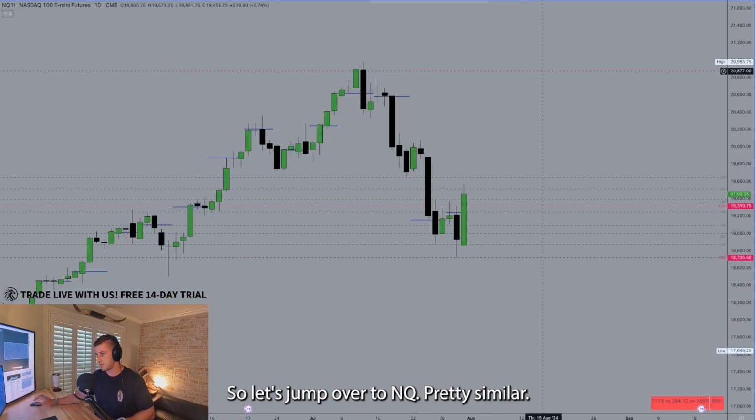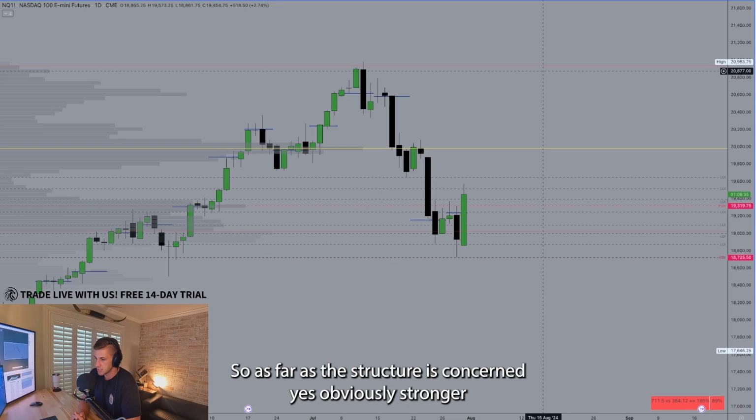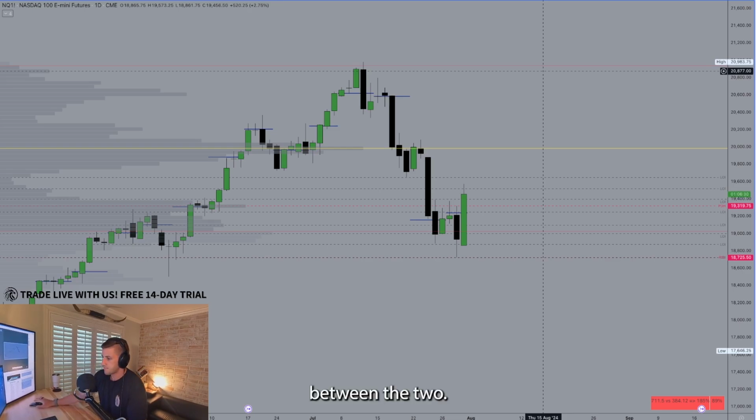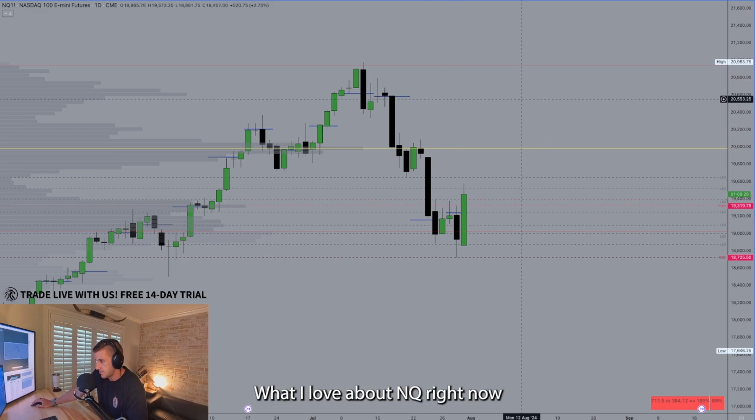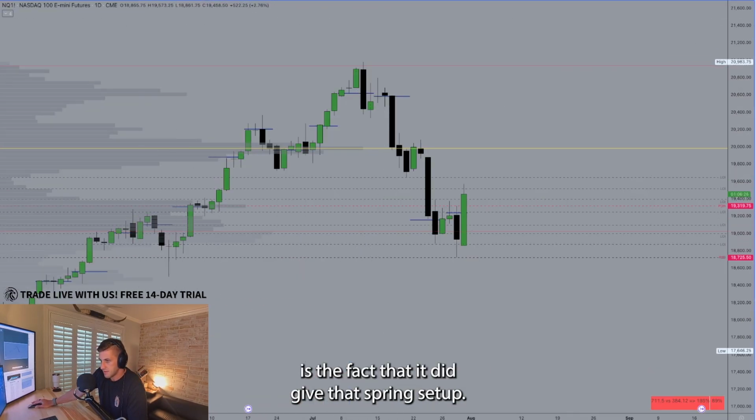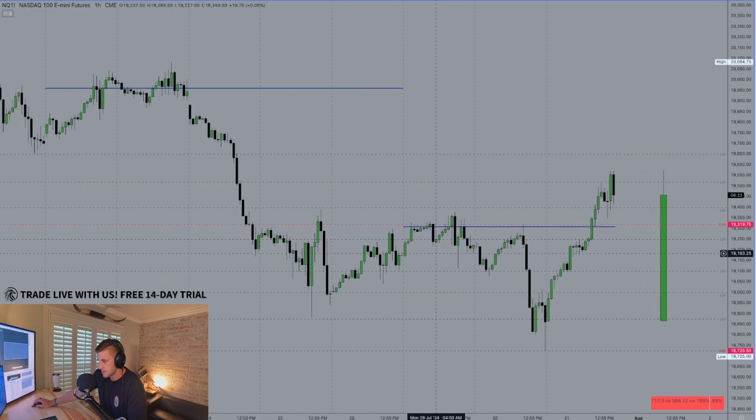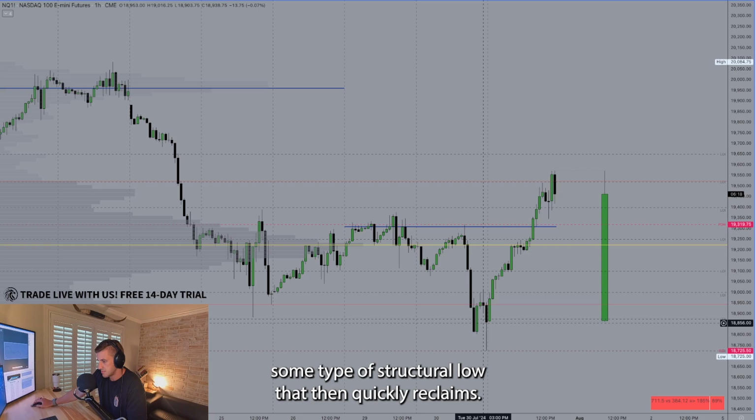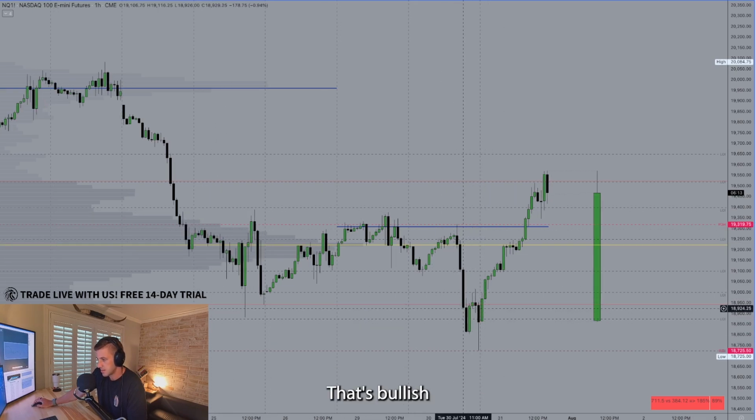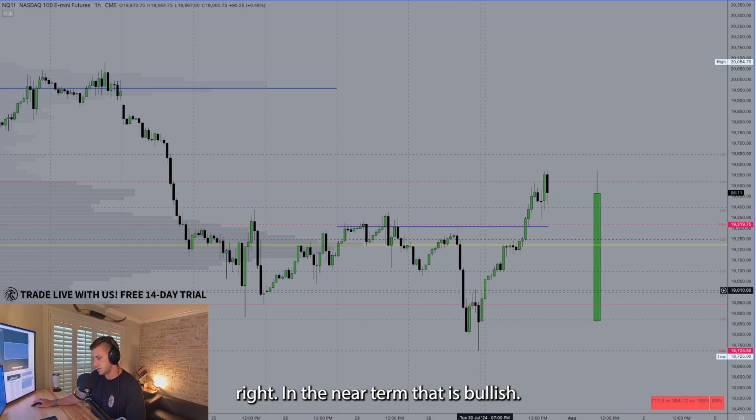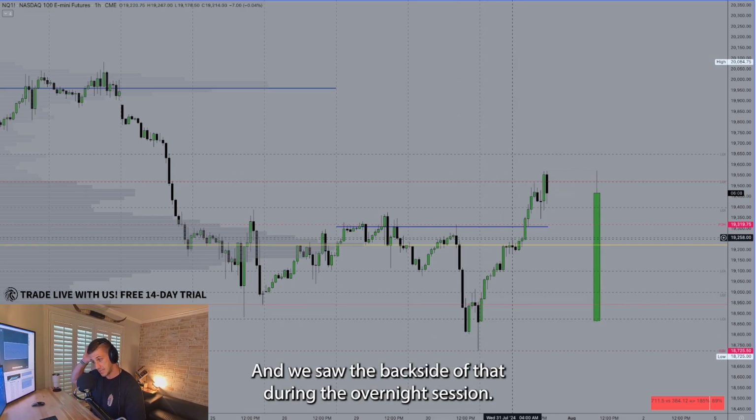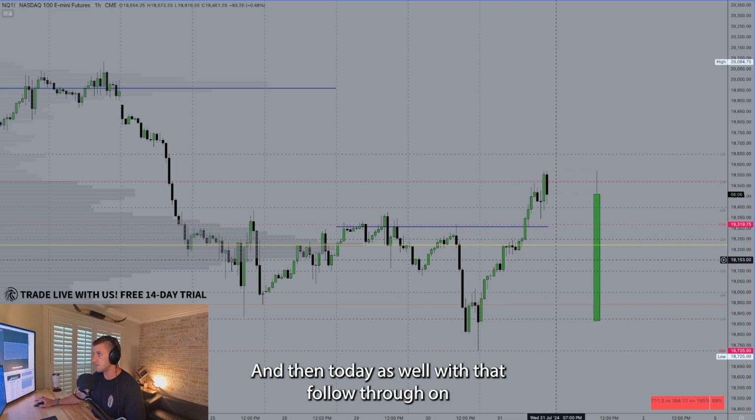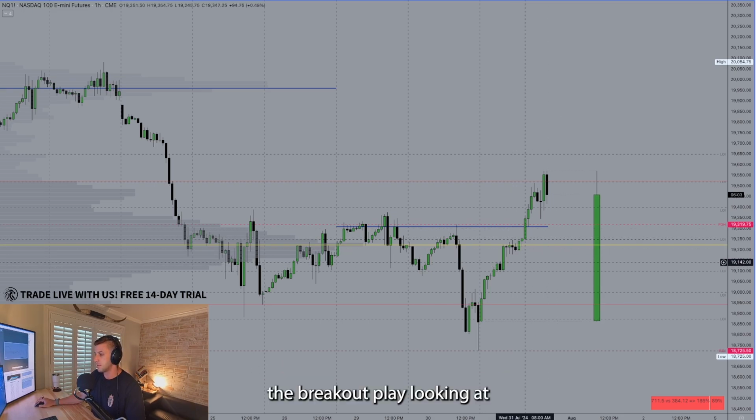So let's jump over to NQ. Pretty similar as far as the structure is concerned. ES obviously stronger between the two. What I love about NQ right now is the fact that it did give that spring setup. Spring setup was phenomenal. Remember, the spring is the undercut of a local low, some type of structural low that then quickly reclaims. That's bullish. At least in the near term, that is bullish. And we saw the backside of that during the overnight session. And then today as well with that follow-through on the breakout play.